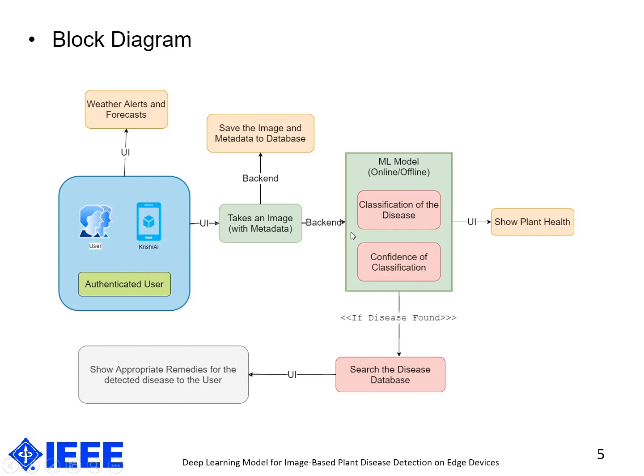The online model is something different. When the farmer has adequate internet access, our online model is much stronger than what we ship with the app. So the online model will be able to classify diseases at a much more accurate scale and with higher confidence scores. Then it will query the database as I mentioned before, and then it will show the appropriate remedies and diseases that are detected to the user.